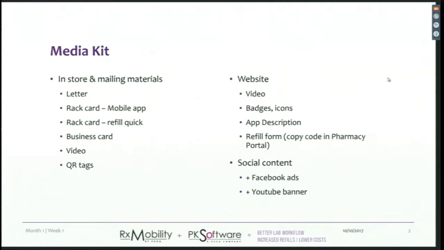There was in-store and mailing materials. So things like a letter document that you could print on your HP printer, and a variety of different rack cards, one about the mobile app, one about quick refills, a business card, video, and QR tags, things that you can physically put into your store or put in as bag stuffers. These are things you can print in-store, print with a Vista printer or local printer, and you can distribute that content around the store.